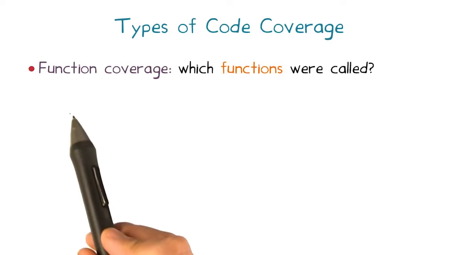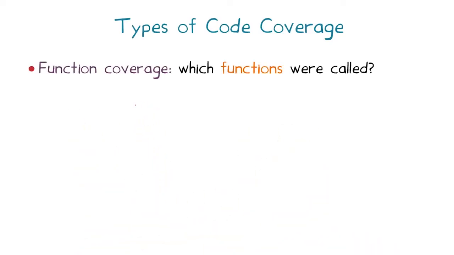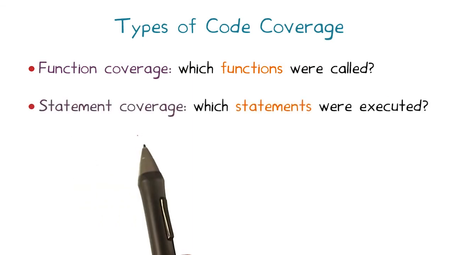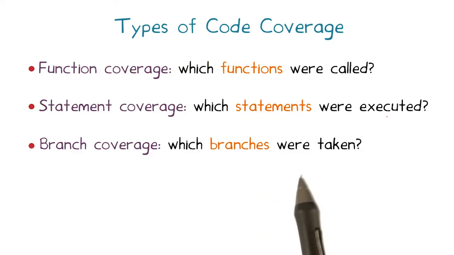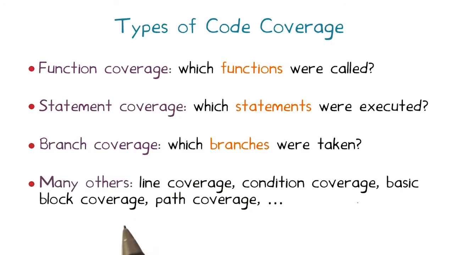Function coverage measures the number of functions called out of the total number of functions in the program. Statement coverage measures the number of statements that are executed out of all statements in the program. Branch coverage measures the fraction of branches of each control structure that were taken. For example, only taking the true path of if statements would result in at most 50% branch coverage. And there are many others, such as line coverage, condition coverage, basic block coverage, and path coverage.